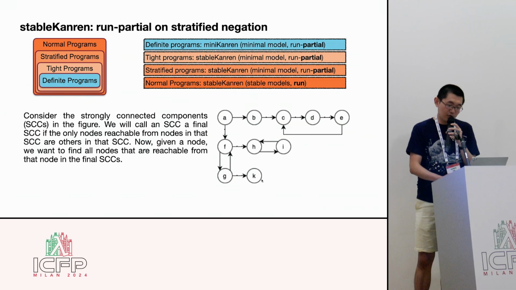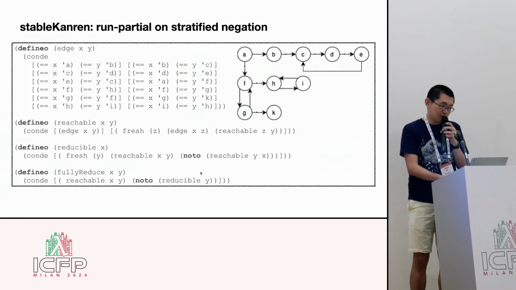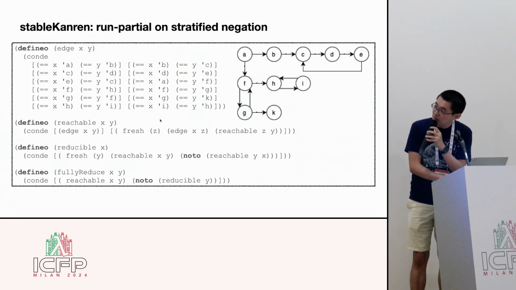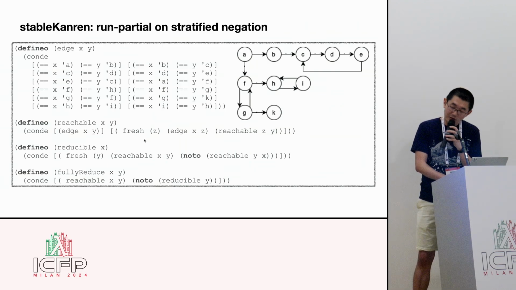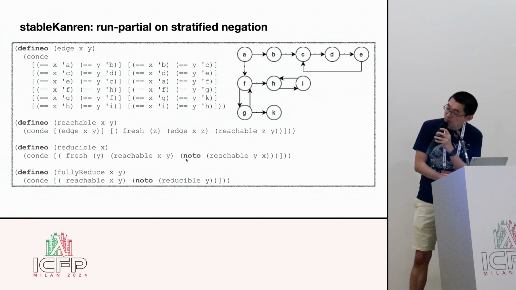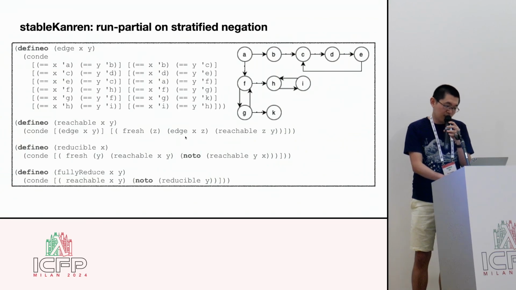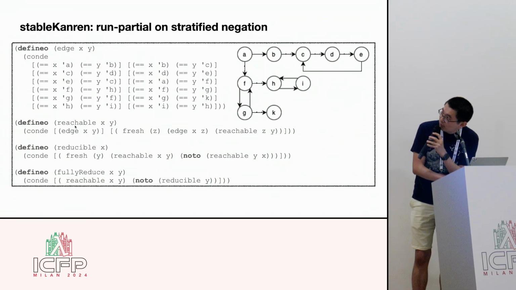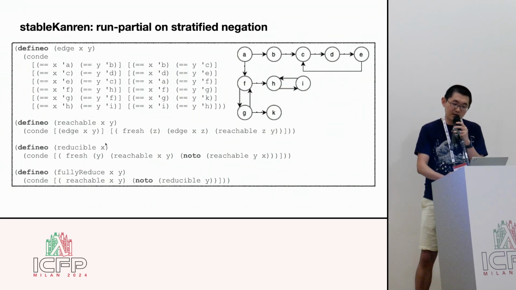Okay, so if we write this program in stableKanren, we have the problem instance definitions, and we have reachable, reducible, and fully reduced. If we look into the relation between these nodes and the loops, clearly the two don't interact with each other, right? In reachable, we have a loop, but for the outside reachable nodes, there's no loop. So this is the stratified negation.